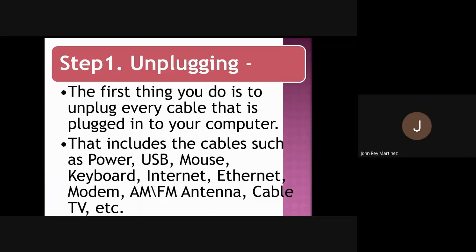Unplugging. The first thing you do is to unplug every cable that is plugged in your computer. That includes the cables such as power, USB mouse, keyboard, internal, Ethernet, modem, AM/FM antenna, cable TV, etc. Okay. So first, you must unplug all the cables, the peripherals. Example, the USB, the mouse, the keyboard, etc. Those are the things to do first.